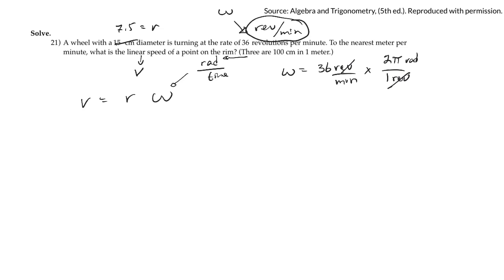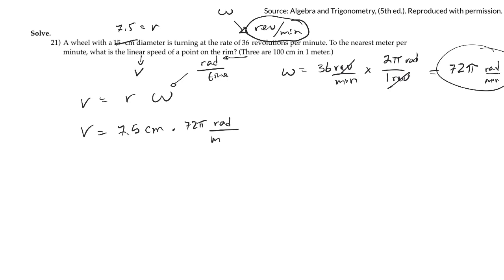So my revolutions cancel. If I multiply that, I get 72 pi. If you wanted to multiply by the 3.14, you could too. But that's in radians per minute. So this is what I can put in my formula over here. So my velocity is equal to radius, 7.5 centimeters, times the angular velocity, 72 pi radians per minute.